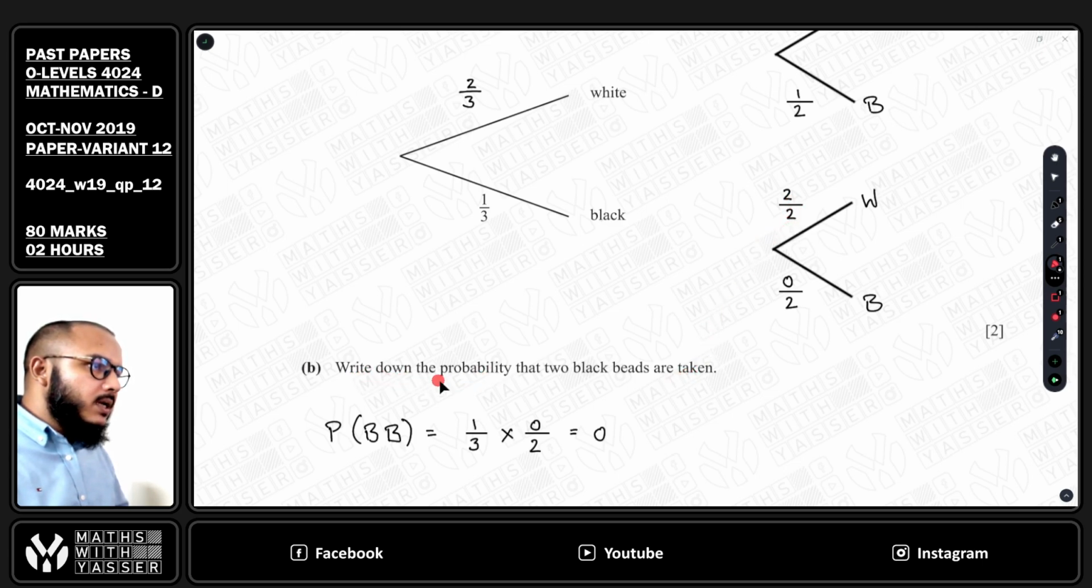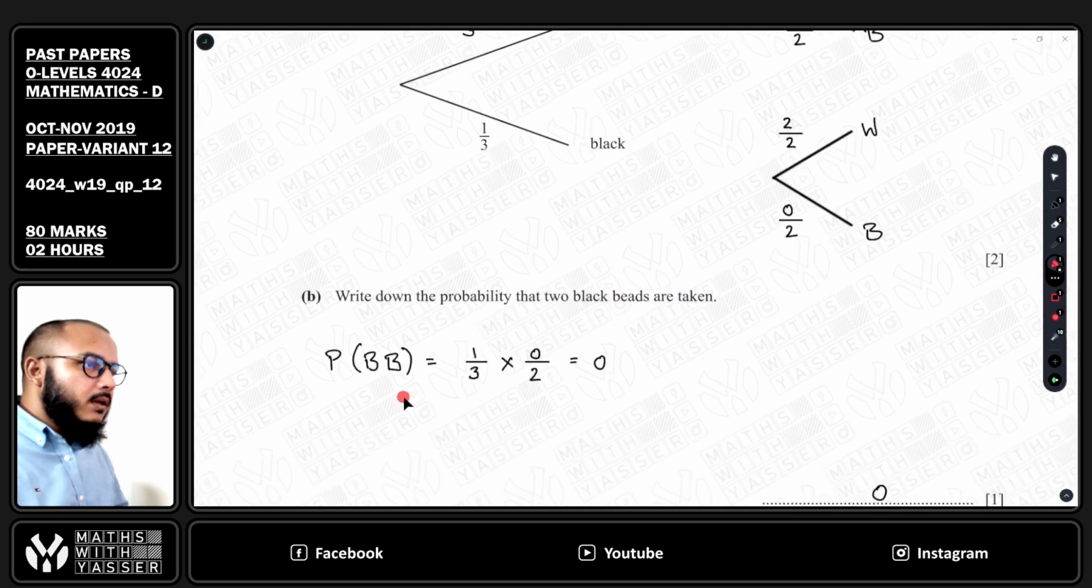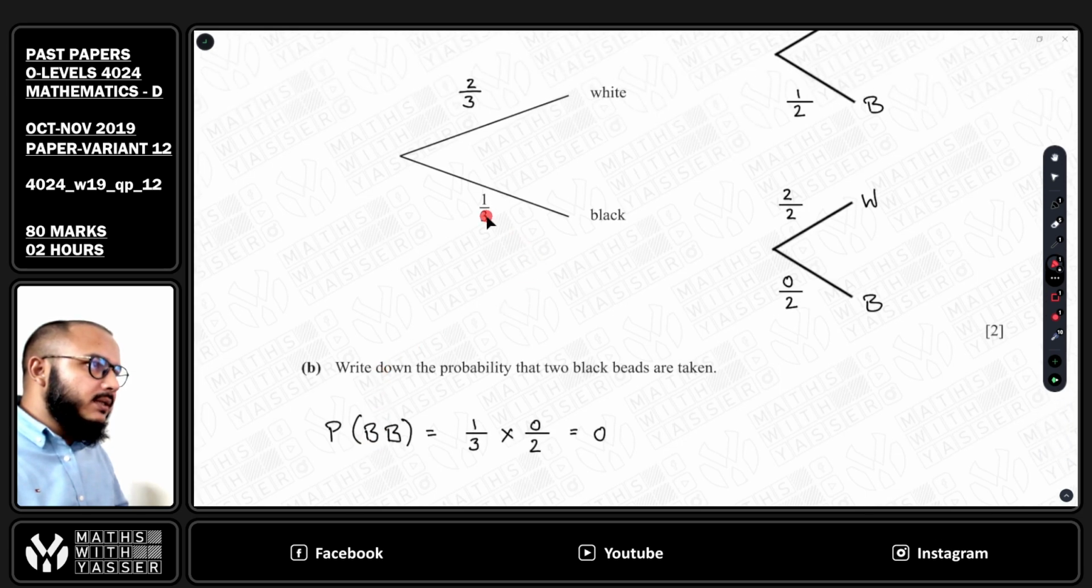Then it says write down the probability that 2 black beads are taken. So the probability of getting 2 black beads is 1/3 times 0 over 2. So it is not possible to get 2 black beads, therefore it is 0.